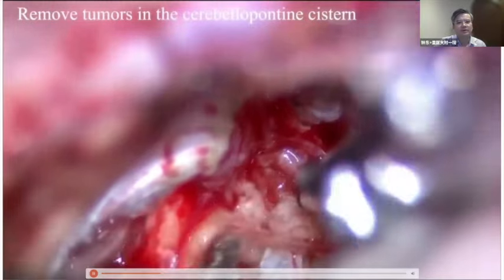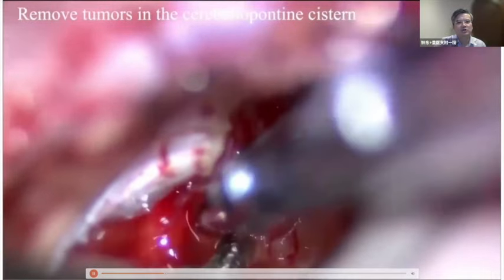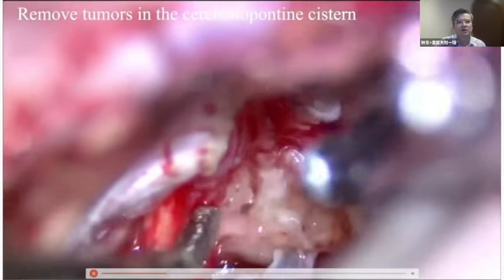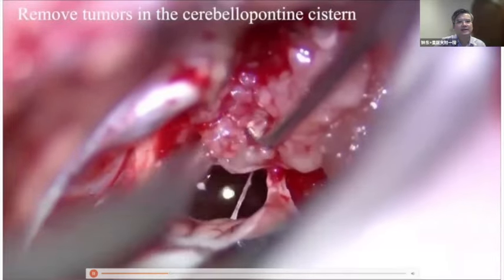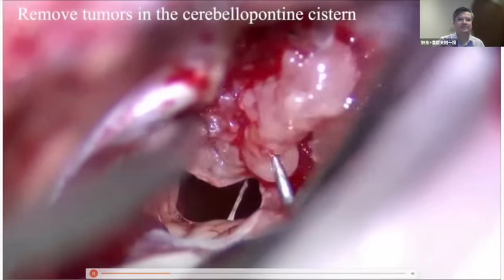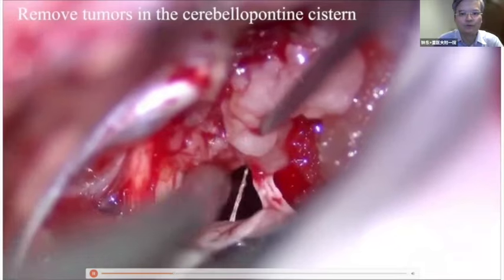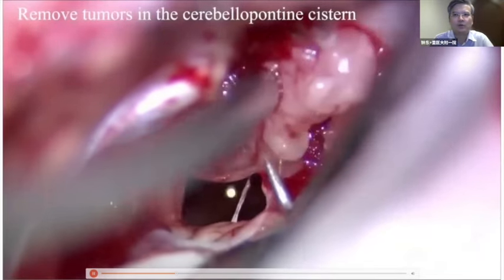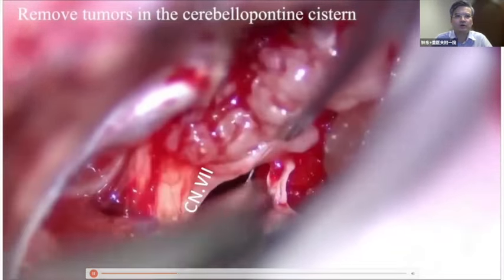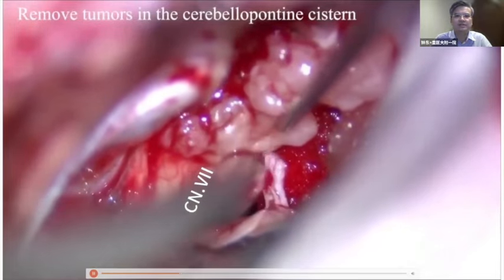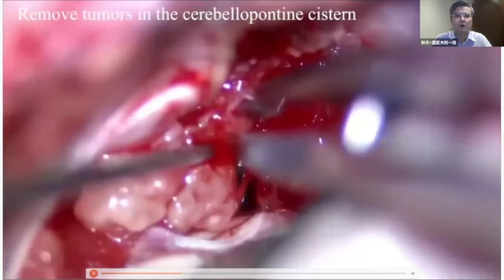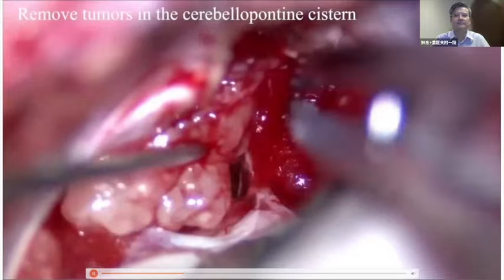Once again, we can see the facial and cochlear nerves located below the anterior part of the IAC. Then we remove tumors that adhere with the facial and cochlear nerve tightly in the front of the hollows of IAC.